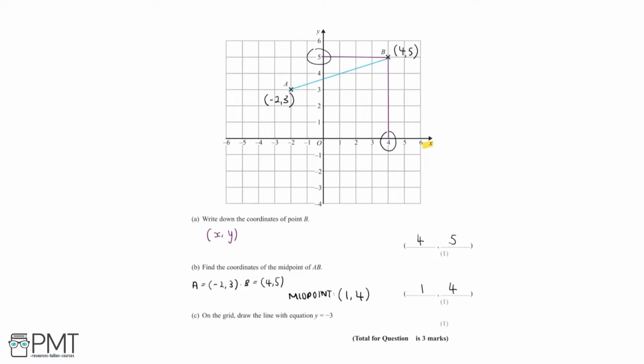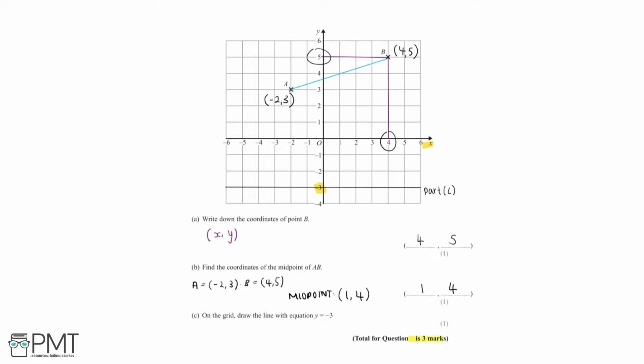And now in part C, we need to draw on the grid the line with equation y is equal to -3. We can see that the point at which y is equal to -3 is over here. The line with equation y equals -3 will mean that no matter what the x-coordinate is, y would always be equal to -3. So drawing a horizontal line which goes through the point y is equal to -3 will always have a y-coordinate of -3, regardless of what the x-coordinate actually is. And so we've now correctly drawn the line with equation y is equal to -3 on the grid above.